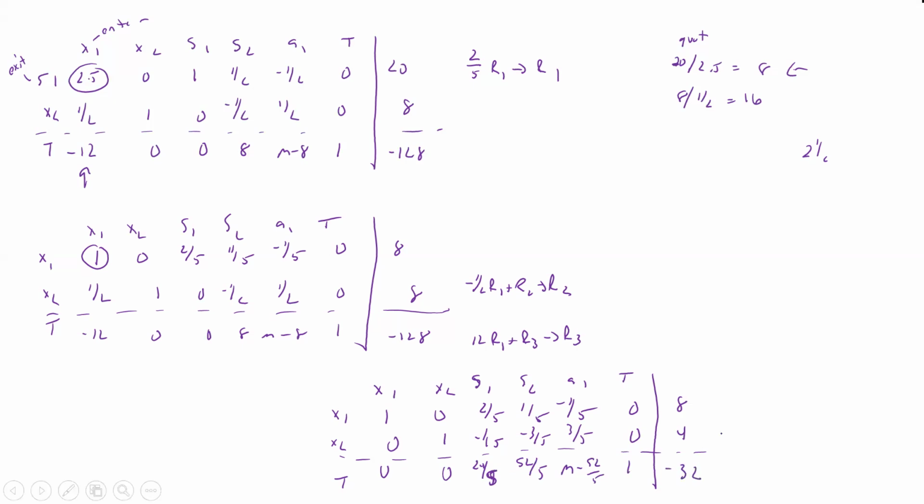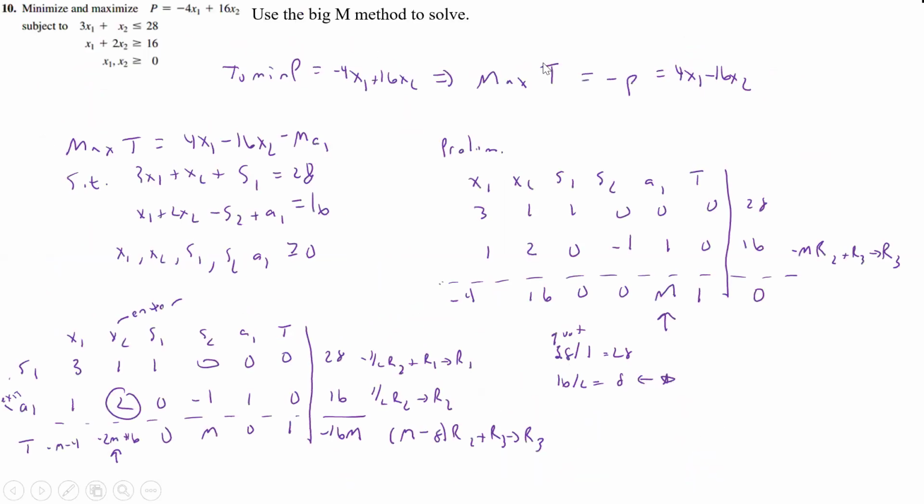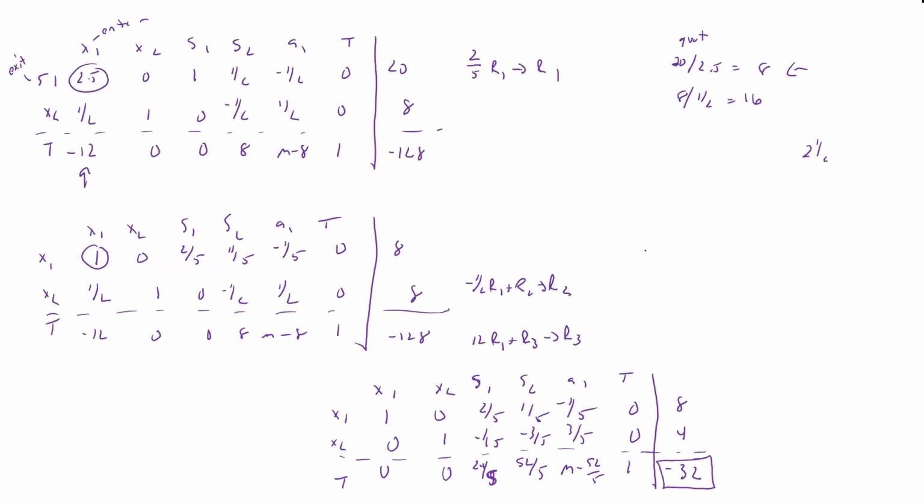All right, so that gives us this problem. And so now what we're going to do is what? Well, now notice that this is a negative 32, but remember what we said over here, max t is equal to a negative p. So what we have then is max t equals a negative 32. And so that's going to give us a min p is equal to what? The opposite of that. So that's going to be positive 32.